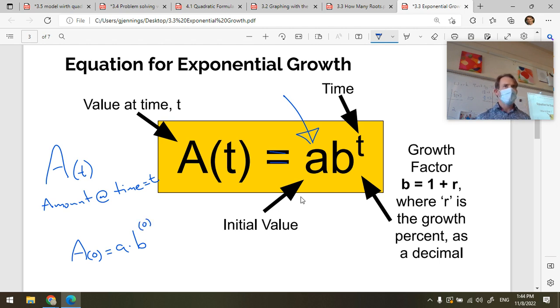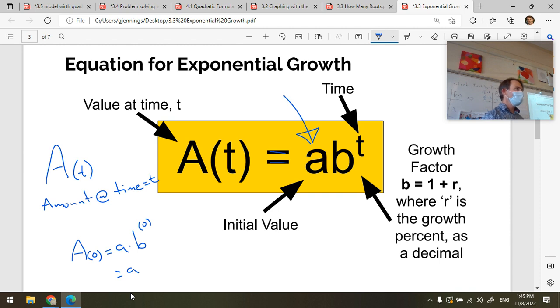Hey, Isaac, what's B to the 0? 1. Well, you don't know what B is. How can you so confidently tell me that B to the 0 is 1? Because everything to the 0 is 1. Very good. So this is equal to A times 1, which is just A. So that's why A is the initial amount.